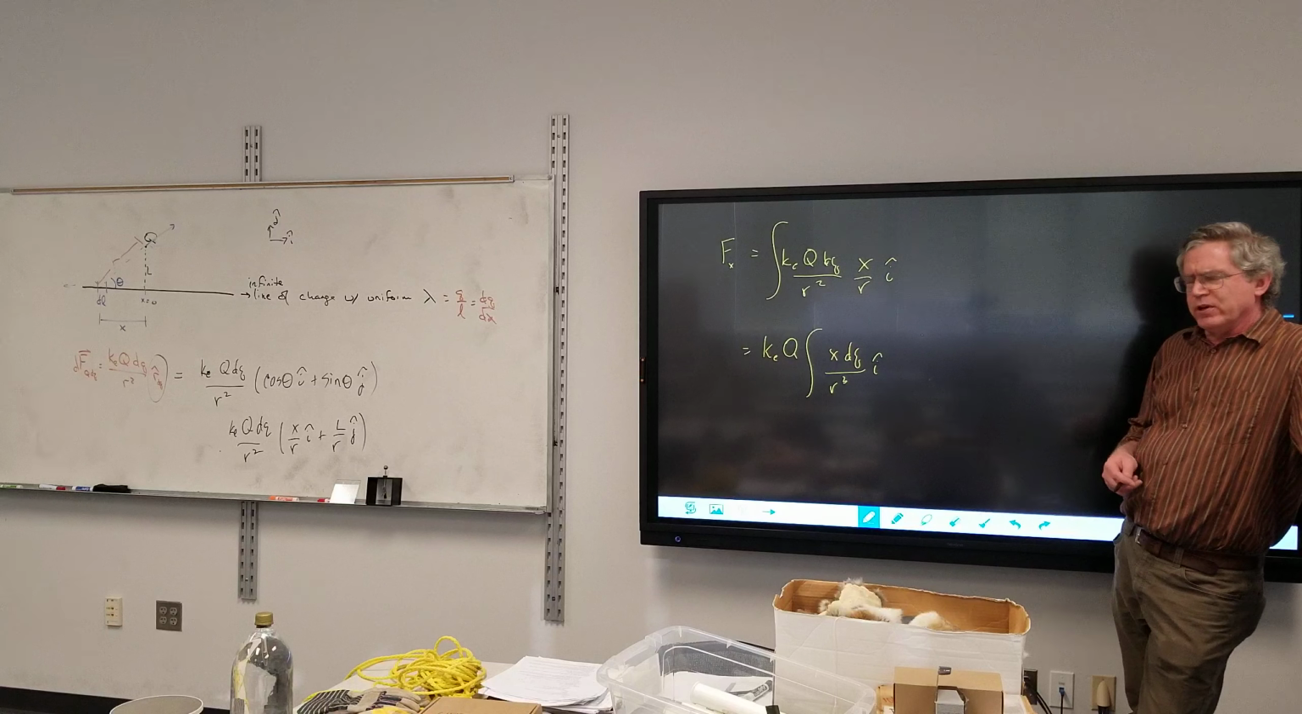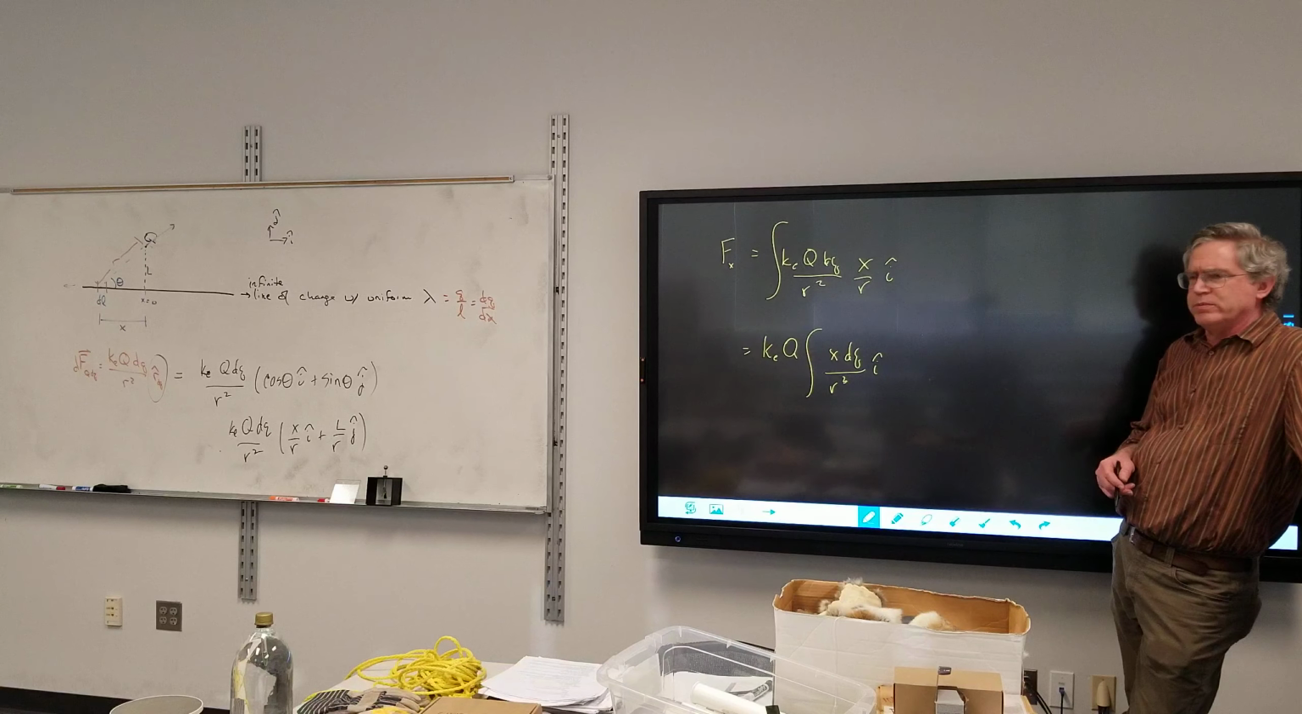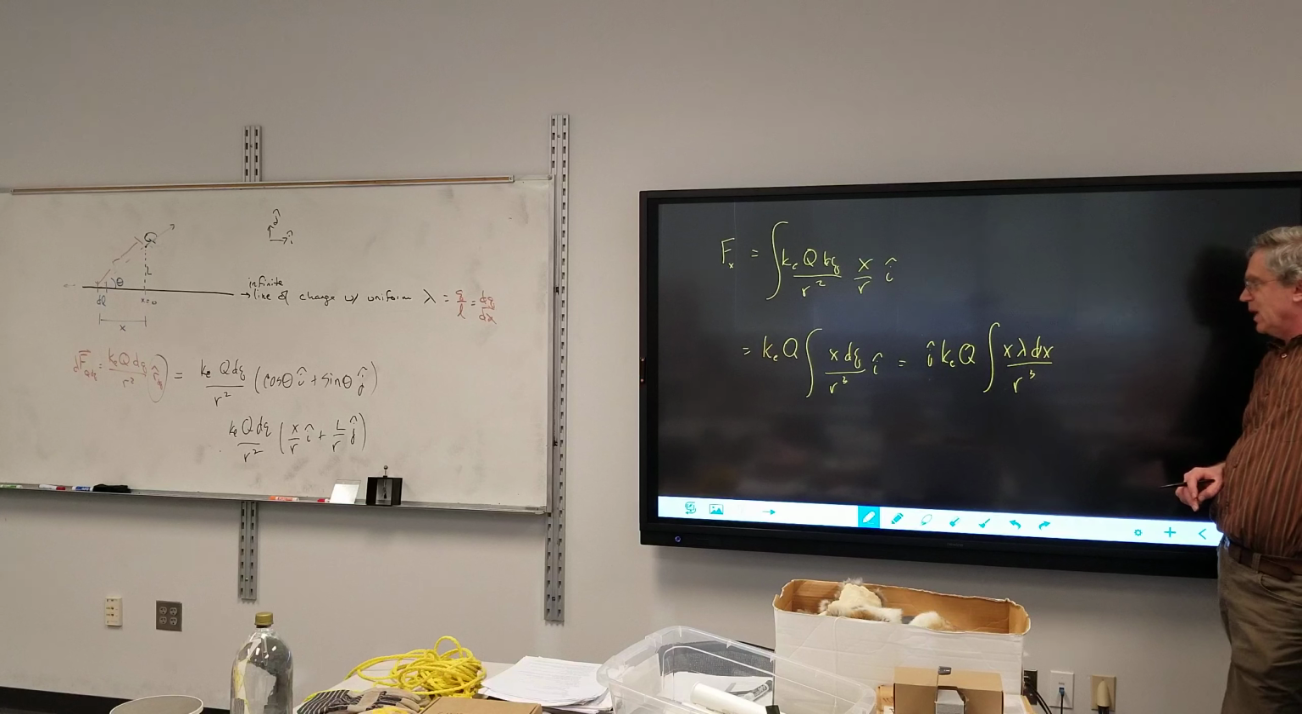So I've got three variables here, which doesn't seem like I've really made life a little bit simpler, but we can now put Q in terms of x. The uniform density makes that more convenient. So based upon this, I multiply both sides by dx. I get dq is lambda dx. So i hat, k sub e, big Q, integral of x lambda dx over r cubed. I'm now down to two variables.